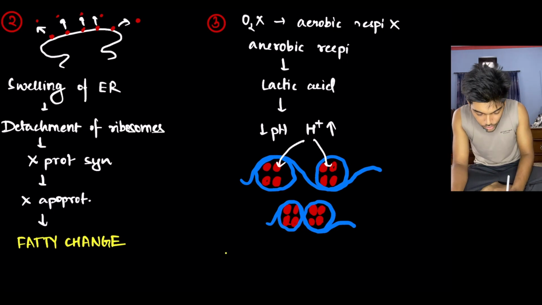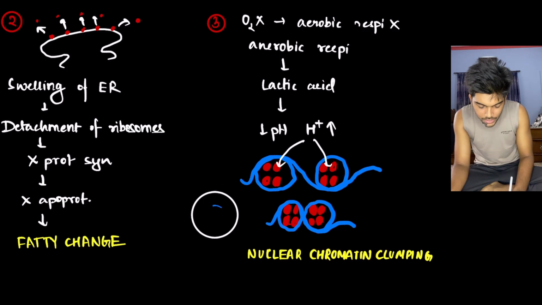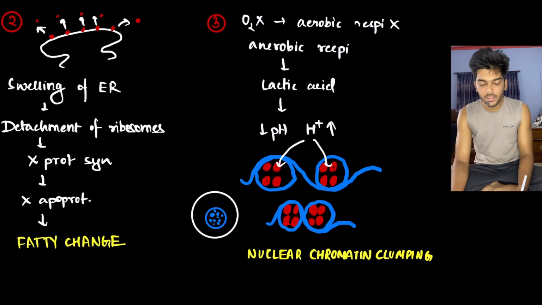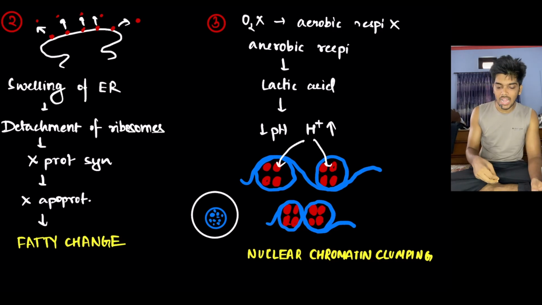As a result, nuclear chromatin clumping takes place. Even when you look within the nucleus of the cell, you can see this clump formation of the nuclear chromatin material. That is all because the chromatin fibers are brought close to one another by the H plus ion generated due to the accumulation of lactic acid by anaerobic respiration.